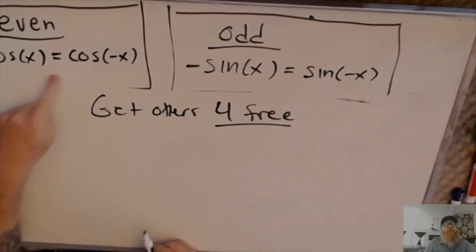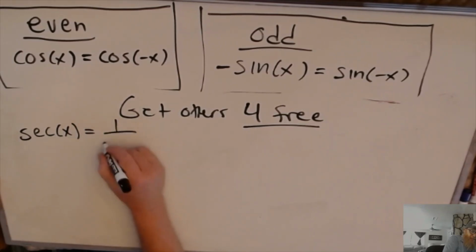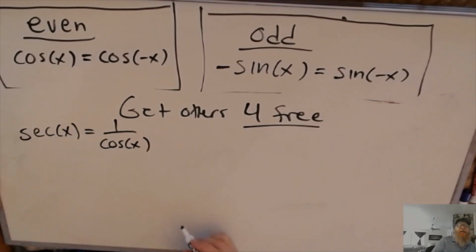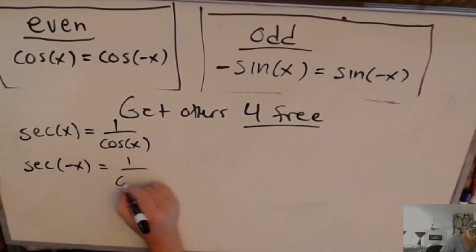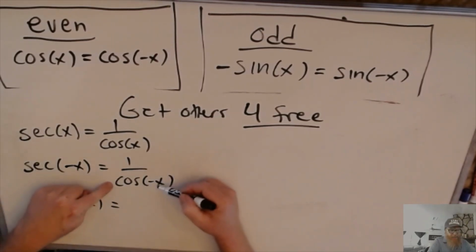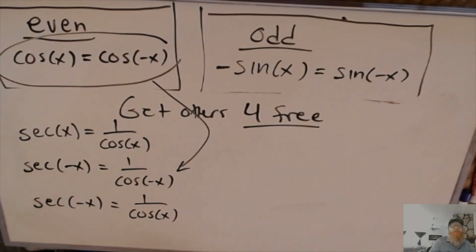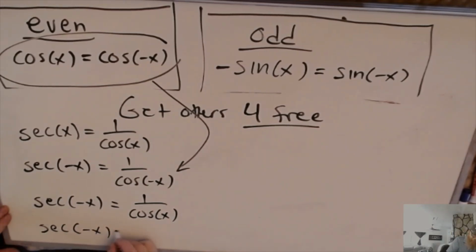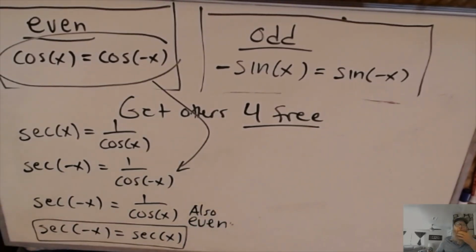All right. Any of the trig functions that involve cosine are all going to be even. So secant is 1 over cosine. So therefore, secant of negative x is 1 over cosine of negative x. But because cosine is even, cosine of negative x is the same as cosine of x. And so this is also even. So if cosine is even, then secant is also even.